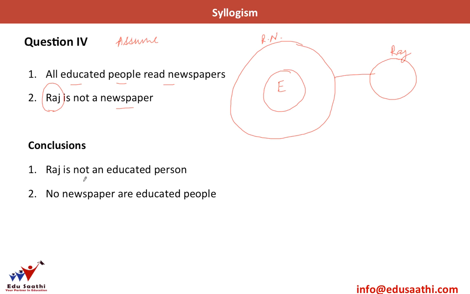So the first conclusion is Raj is not an educated person. Educated person is within reading newspapers and Raj is outside. So Raj is not an educated person. This is a correct conclusion. No newspaper are educated people. This is incorrect because there are some newspapers which lie within this smaller circle which are educated people. So here only conclusion 1 follows.